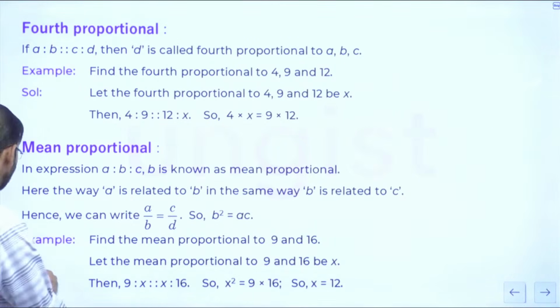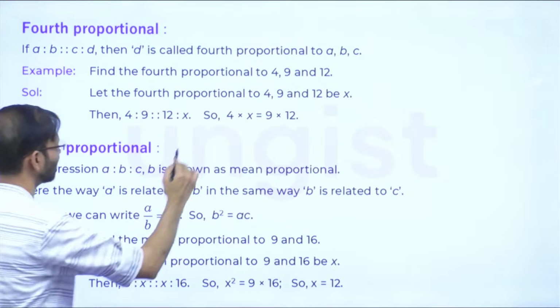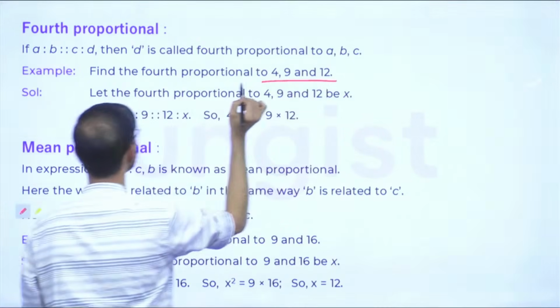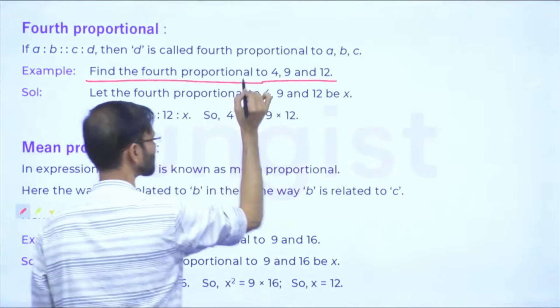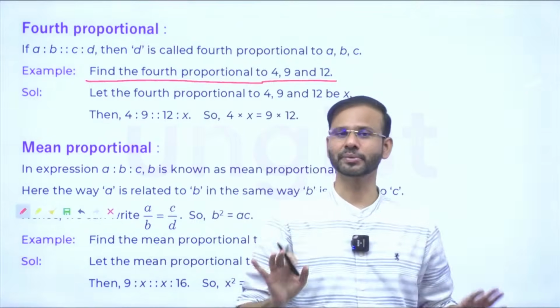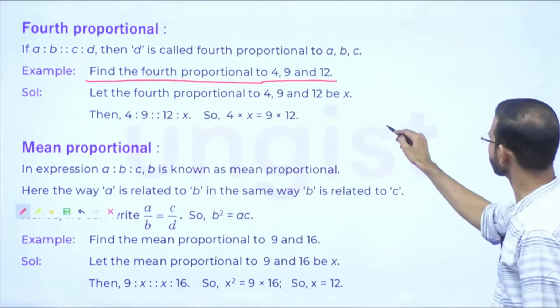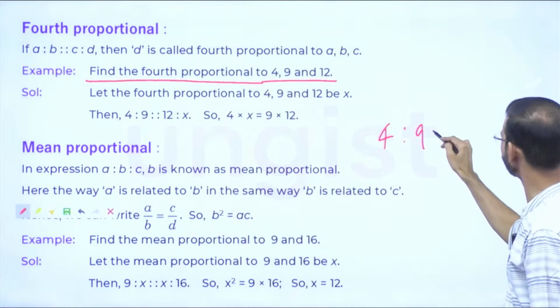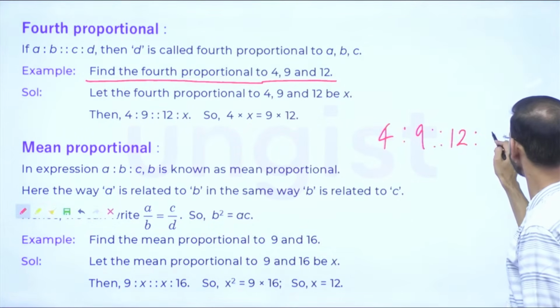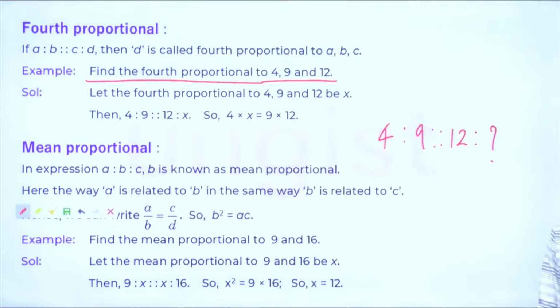See, all of you. Let's say the question is, find the fourth proportion of 4, 9, 12. Everyone, don't solve this question. Please put down the pens. The question is, find the fourth proportion of 4, 9, 12. Tell me, how would you approach this question?